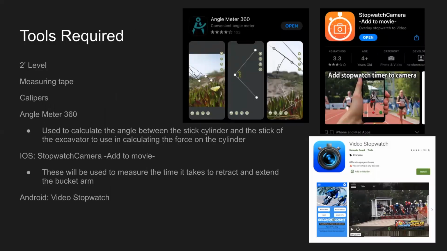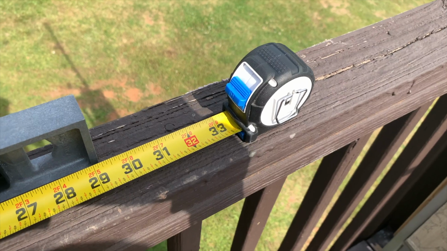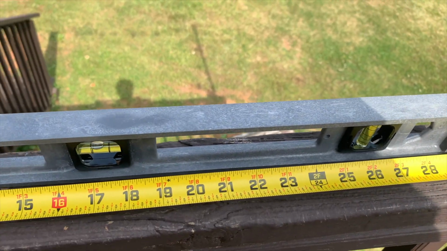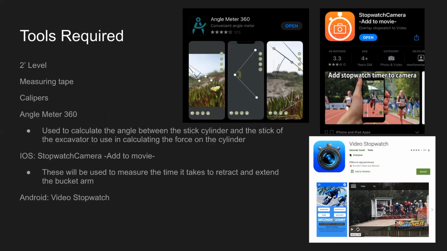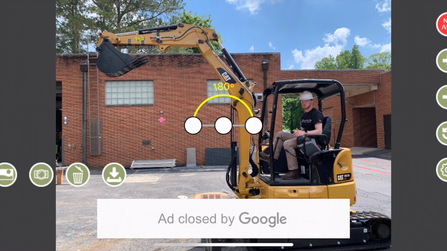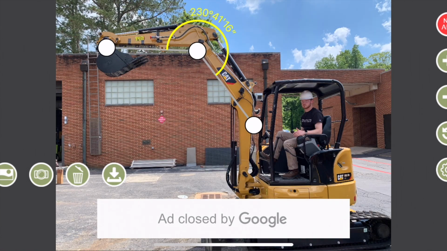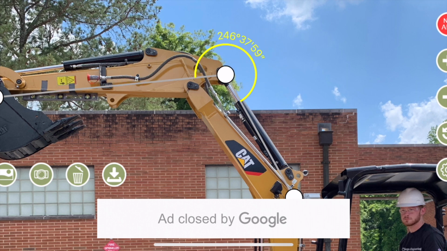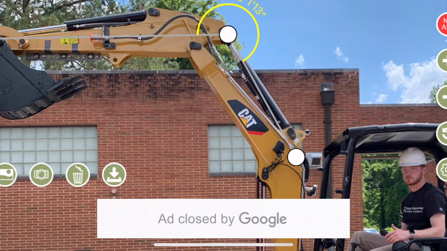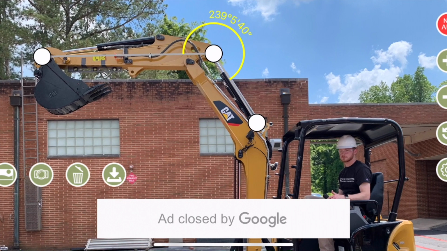Some tools that are required for this experiment are a 2-foot level, measuring tape, calipers, and there are a few apps that you're going to have to download, one of them being Angle Meter 360, and this one's used to calculate the angle between the stick cylinder and the stick of the excavator. This will help you whenever you calculate your forces on the cylinder.